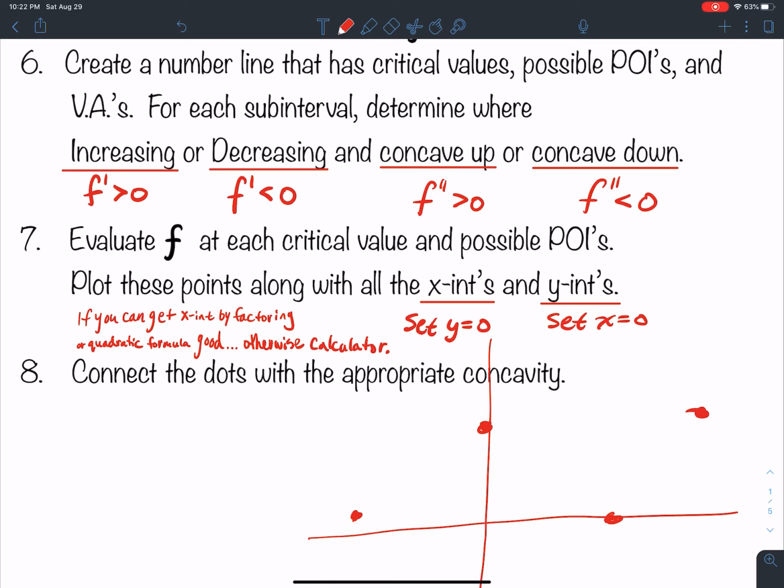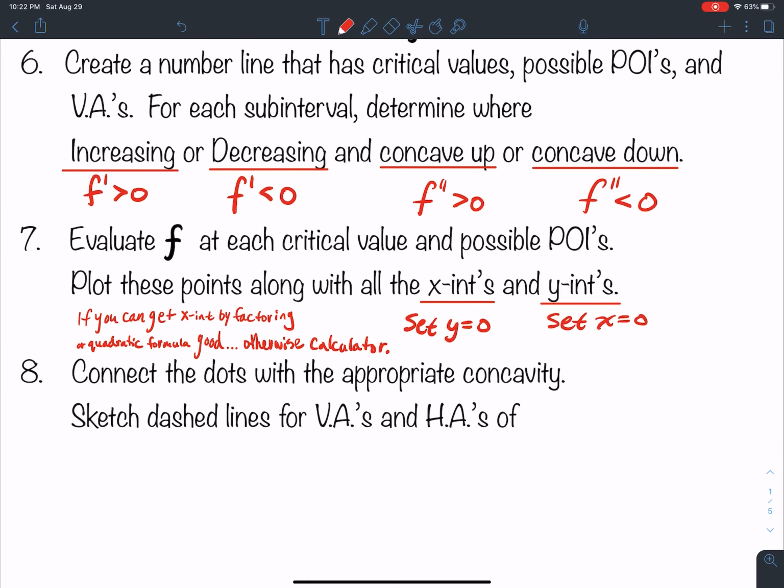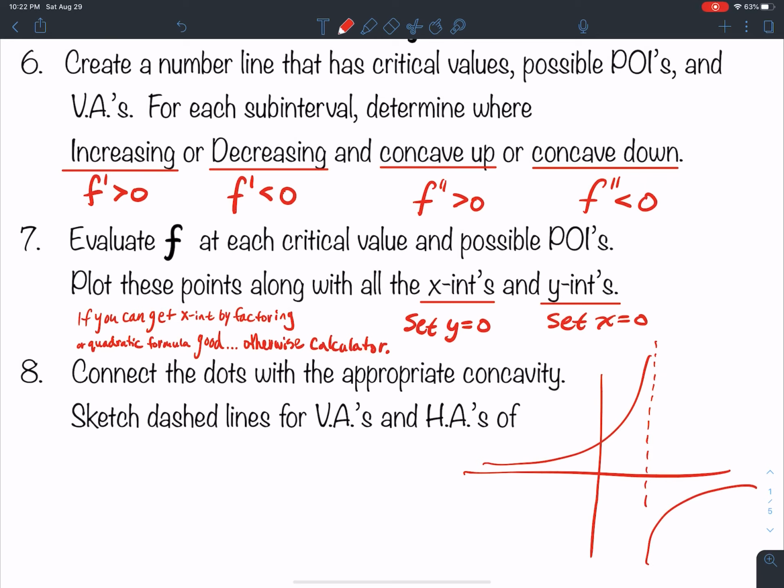So connect the dots with the appropriate concavity, and then sketch any lines that are vertical or horizontal asymptotes. Say you have some rational function. Well, you know that there's a horizontal asymptote here, and then maybe you got a horizontal asymptote here. And so sketch those with dashed lines. That's what I'm talking about there. And you can say like x equals 2 there, and y equals 0 for that dashed line there. Okay?